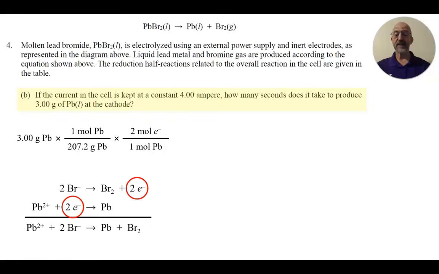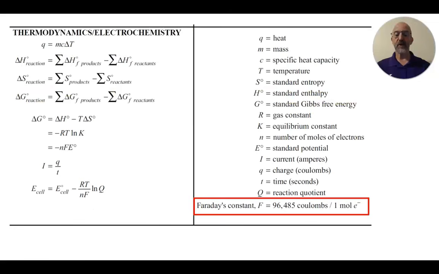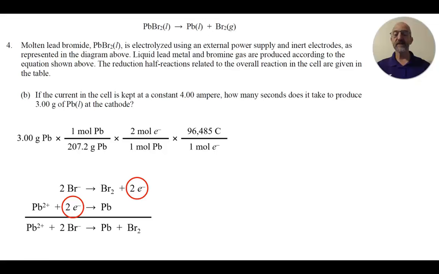Now what I have to do is consult the information on the AP Chemistry equations and constant sheet, because I have to connect moles of electrons to coulombs of electric charge. So there's Faraday's constant: 96,485 coulombs of electric charge for every 1 mole of electrons. I will make the conversion factor with moles of electrons on the bottom and 96,485 coulombs of electric charge on the top.